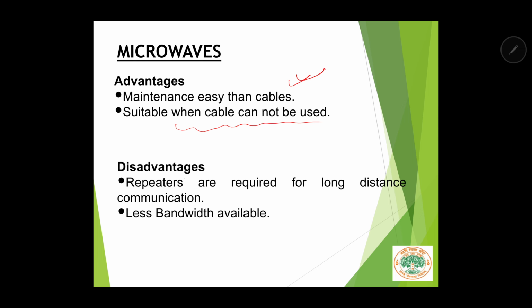Now repeaters will be discussed separately in a different part in this chapter only, but now I'll just discuss repeaters in brief. Suppose this is a place A, this is a place B, and the distance is, let's say, 10 kilometers, and let's say the attenuation range of a particular type of cable is only 1 kilometer. So you know the meaning of attenuation. So after 1 kilometer the signal strength will reduce.